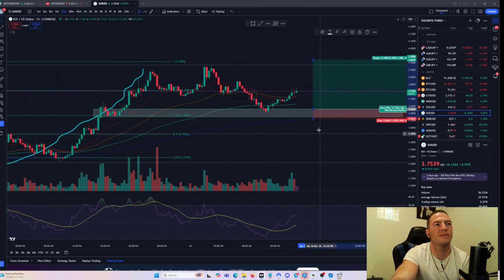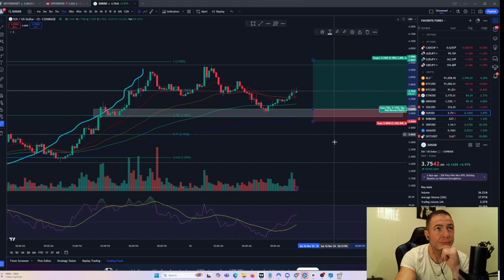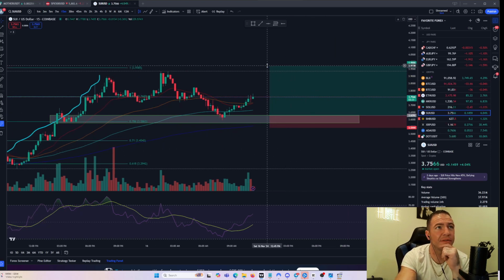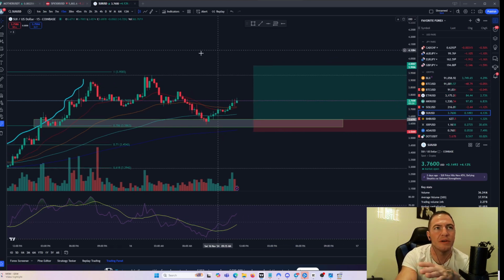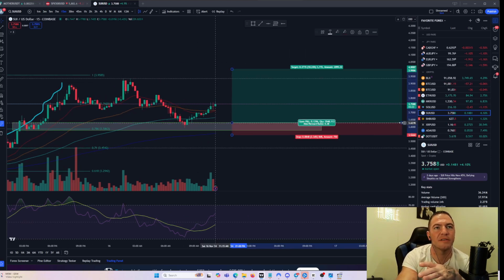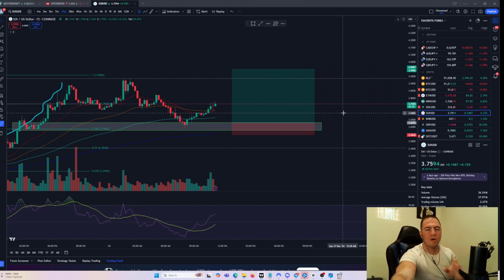I'll zoom down to the 15 minute, okay? So I went right below this support here, okay? And then I set my take profit right at $4, because the market loves whole numbers. Doesn't matter what you're trading, the market reacts to whole numbers. Remember that. Whole numbers are always key to whatever you're trading.